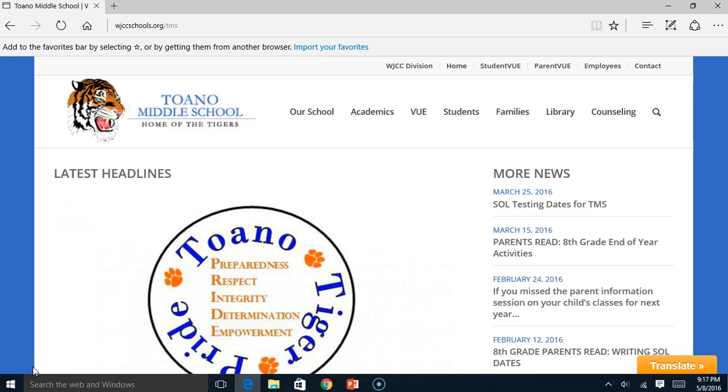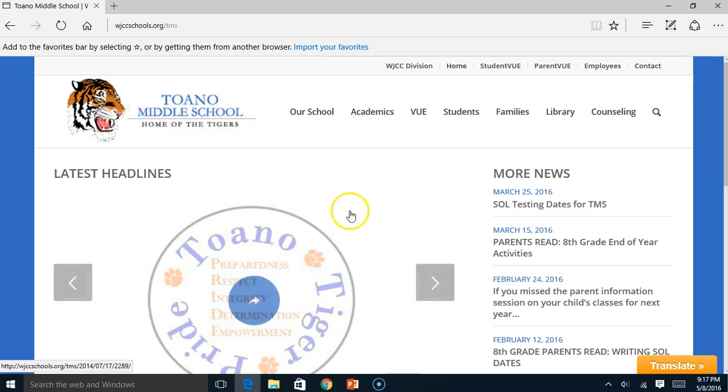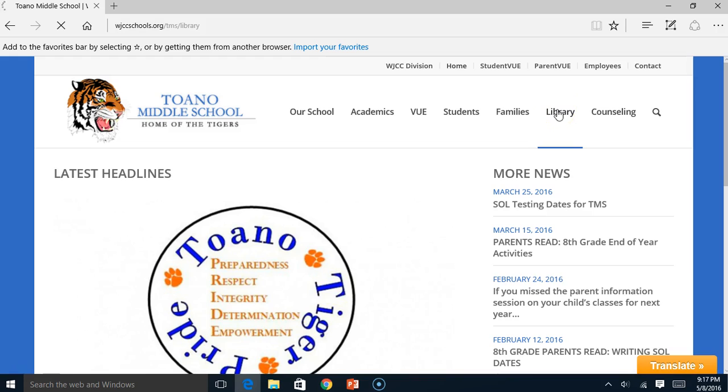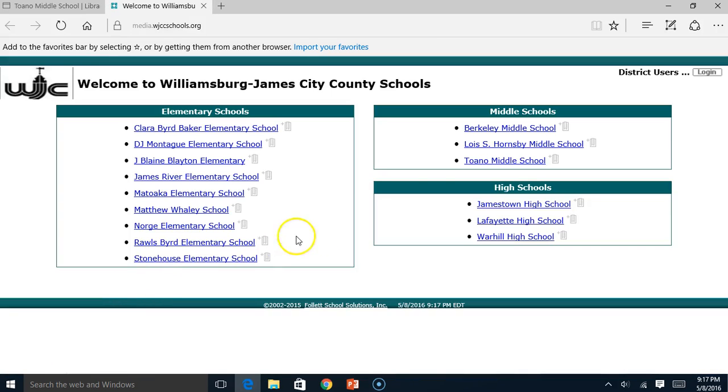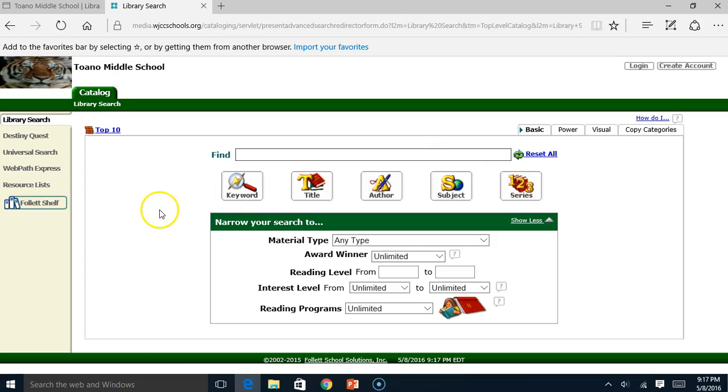We're at the Toano Middle School website, and we're going to go to the library connection. We're going to go to the online catalog. And notice that we're at Toano Middle School. You certainly can look up any book at any of the libraries right here, and if there's something in another library that you want, we can try and get it interlibrary loan. And here we are at the catalog.